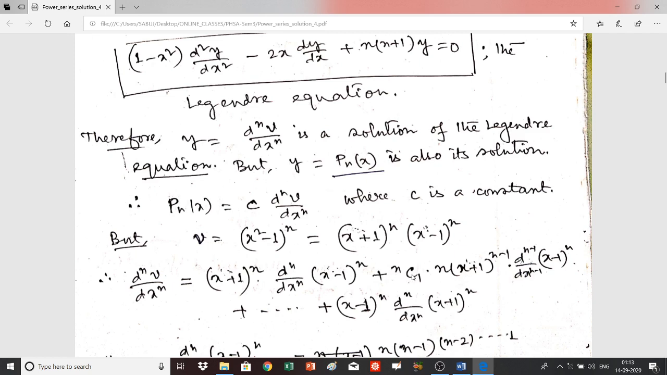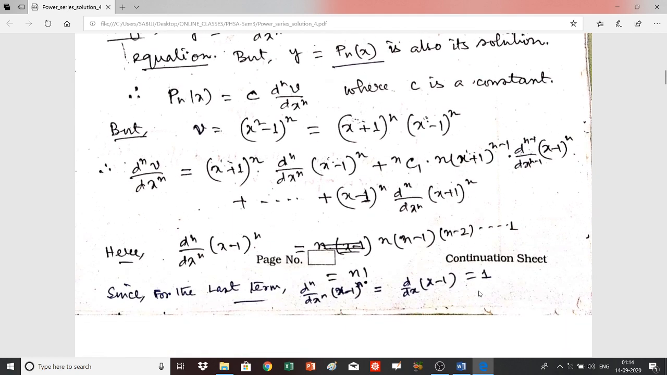Remember here that you are using the Leibniz theorem. So the next term will come with the constant nC1, then differentiate this term for the first time, that means n into (x plus 1)^(n minus 1), then differentiate the other term one order lesser, so that will be d^(n minus 1) by dx^(n minus 1) of (x minus 1)^n. In this way the other terms will come, and the last final term will be (x minus 1)^n d^n by dx^n of (x plus 1)^n.